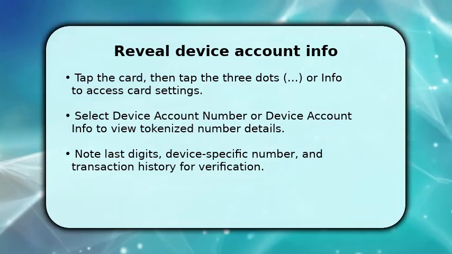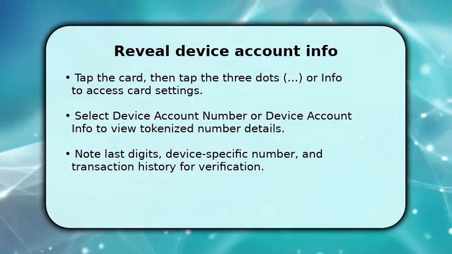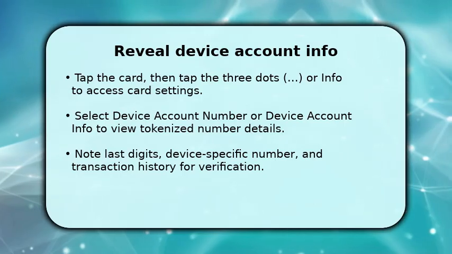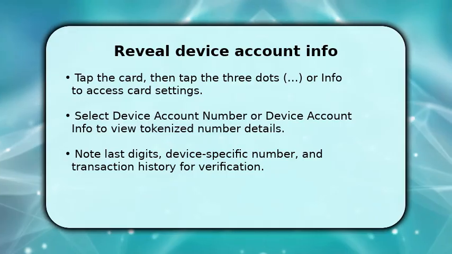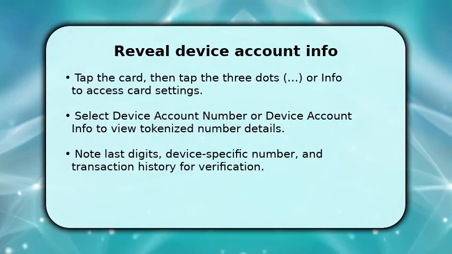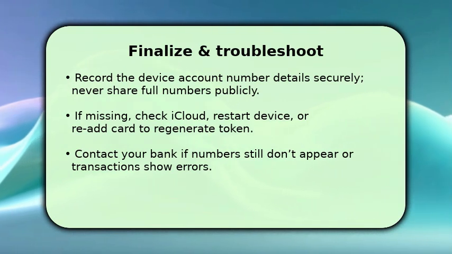You'll see the last digits and sometimes an identifier tied to that specific device. This is different from your physical card number, and knowing this explains why Apple Pay transactions show device-specific numbers. To finish, securely record the device account number or take a screenshot stored in a locked password manager.